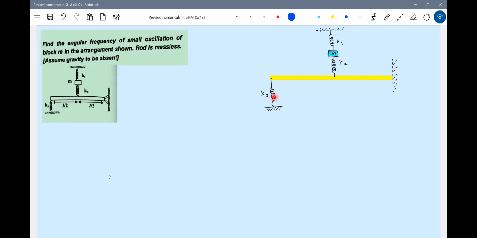Shall I say that the spring will not come into existence, because only these two forces are acting on the block? So they will decide the time period of oscillations. So this will not be there. It is similar, but this point is not a fixed one. If this point were fixed, we'd have thought they are in parallel, K1 plus K2 would have been it. Since this point is also movable, K3 will come into the picture.